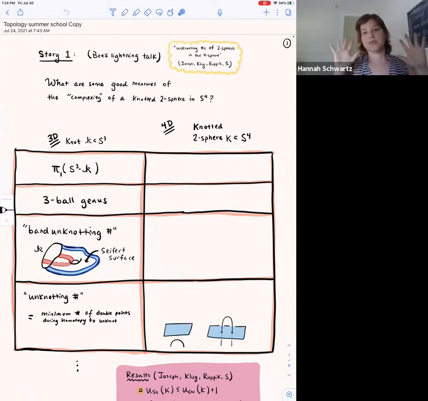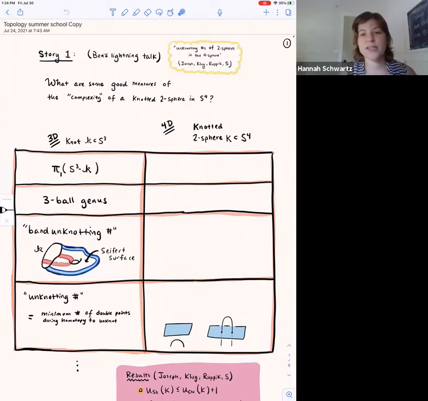So the structure is we're going to have story one, which is the first paper. Story two is the second paper and topic. And then at the end, we'll mush it all together and see how one relates to the other. Okay, so first of all, a general question to get us started: what are some good measures of the complexity of knotted two spheres in S4?